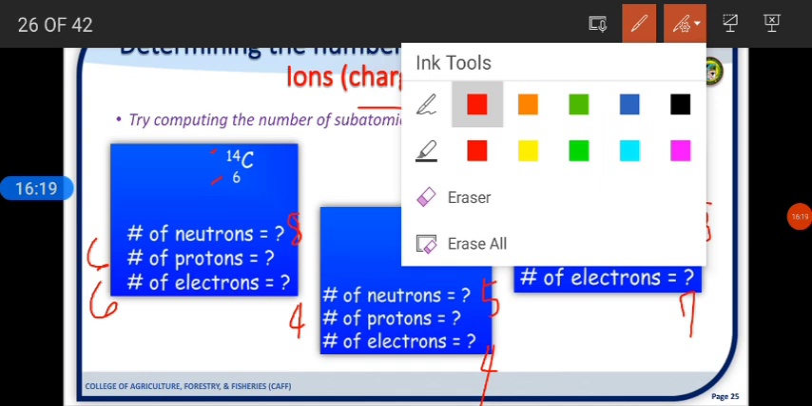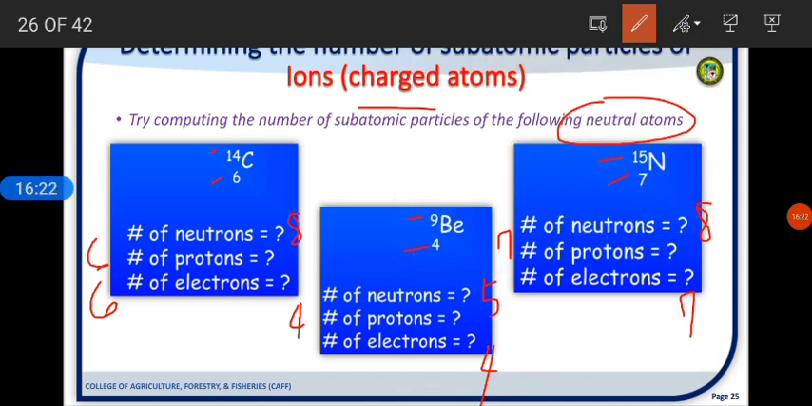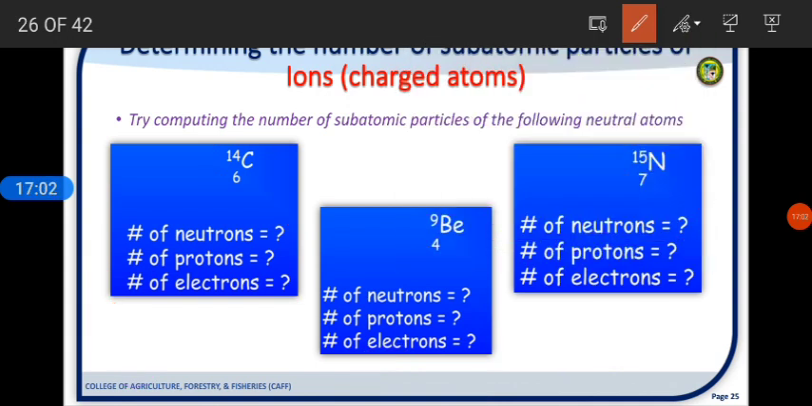let me just change the color. So in this case, 6 protons minus 6 electrons is equal to 0. And therefore, this carbon has 0 charge, so it is still neutral. And for beryllium, we have 4 protons minus 4 electrons, so the charge is also 0. So beryllium is neutral. Now, for nitrogen, 7 protons minus 7 electrons, so the charge is also 0. So nitrogen in this example is also neutral.